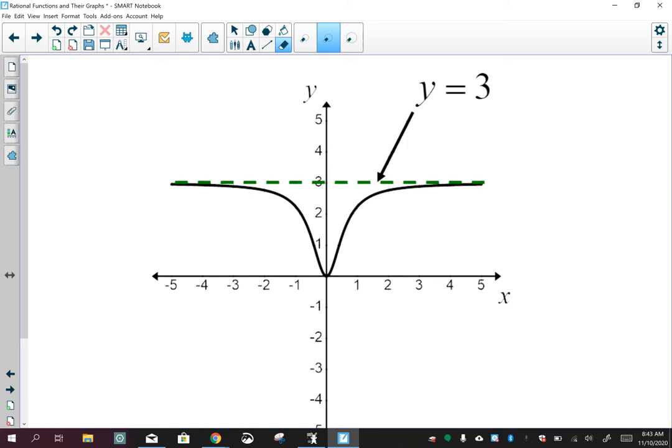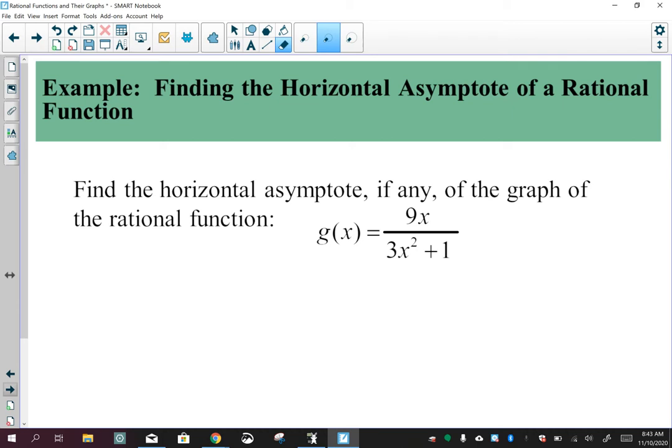Okay. So then, let's try another one. Same thing, 9x over 3x squared plus 1. I want to find that horizontal asymptote.